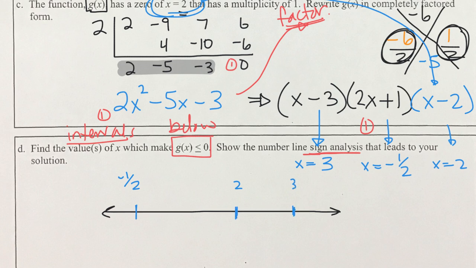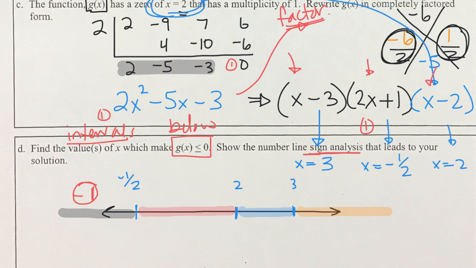We have the interval less than negative 1/2. We have an interval between negative 1/2 and 2. We have an interval between 2 and 3. And we have the interval from 3 on to infinity. So what we're going to do is we're going to pick ourselves some numbers. Maybe -1 would be a nice number. That's less than -1/2.